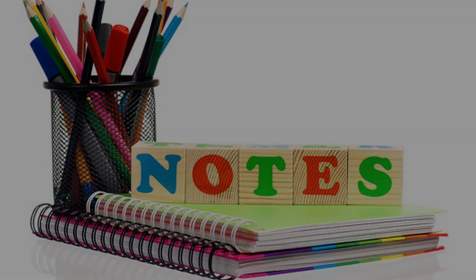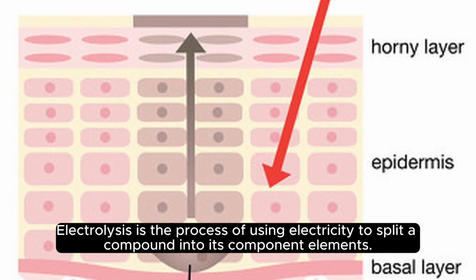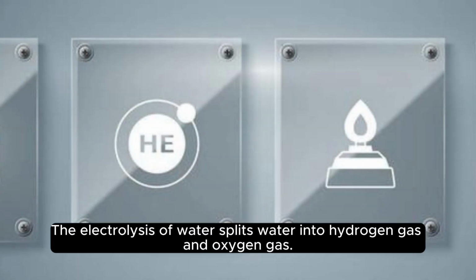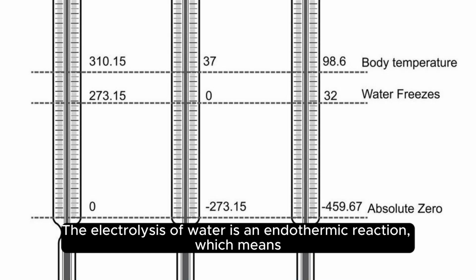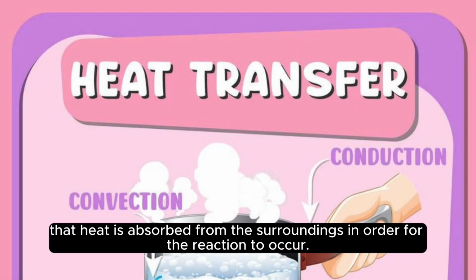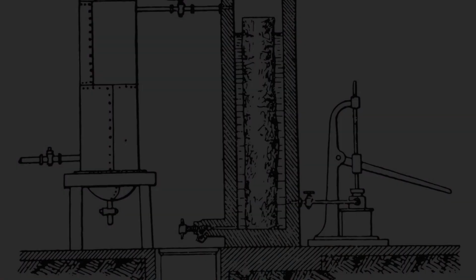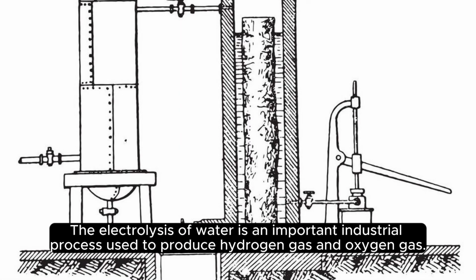Teacher's notes: electrolysis is the process of using electricity to split a compound into its component elements. The electrolysis of water splits water into hydrogen gas and oxygen gas. The electrolysis of water is an endothermic reaction, which means that heat is absorbed from the surroundings in order for the reaction to occur. The electrolysis of water is an important industrial process used to produce hydrogen gas and oxygen gas.